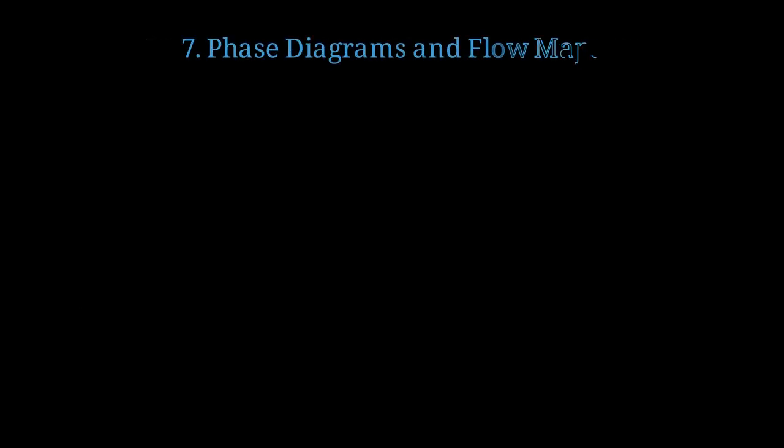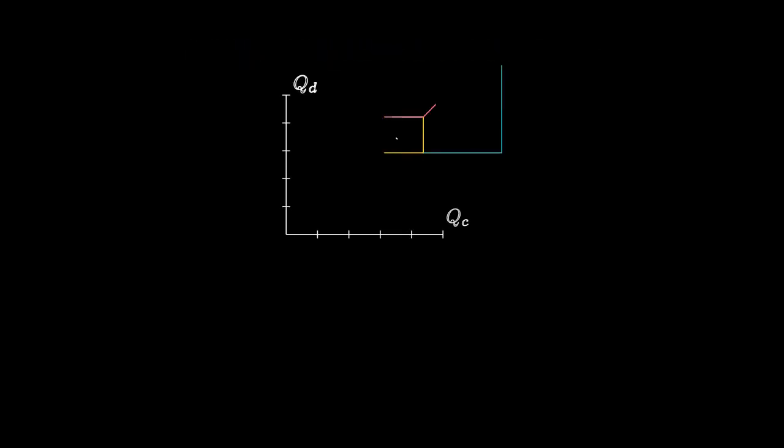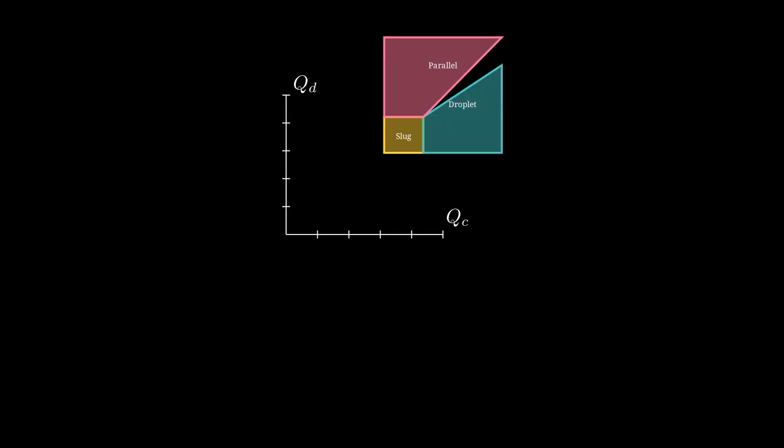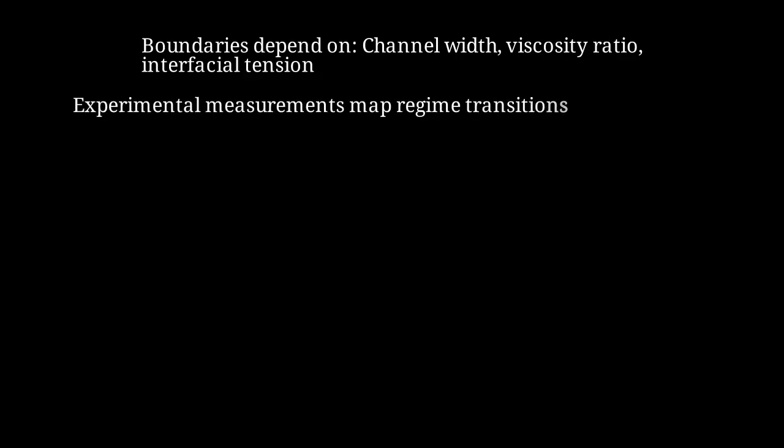Phase diagrams help us predict which flow regime will occur for given operating conditions. This phase diagram plots dispersed phase flow rate against continuous phase flow rate, showing distinct regions for slug, droplet, and parallel flow regimes. The exact boundaries between regimes depend on channel dimensions, viscosity ratio, and interfacial tension between the two fluids. These diagrams are typically constructed from experimental measurements, where researchers systematically vary flow rates and observe regime transitions. We can also plot stability boundaries in capillary number versus Reynolds number space, separating stable and unstable flow regions.